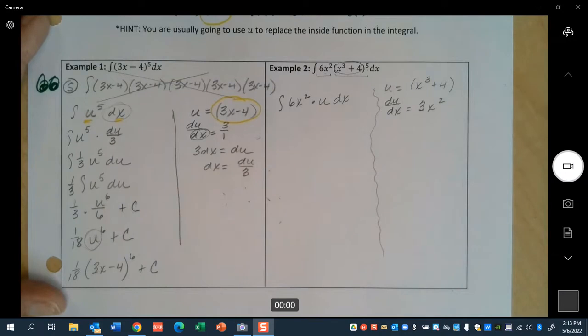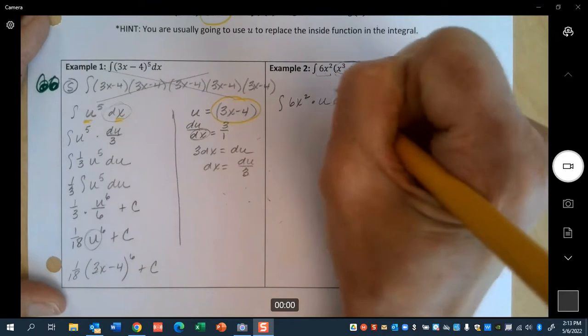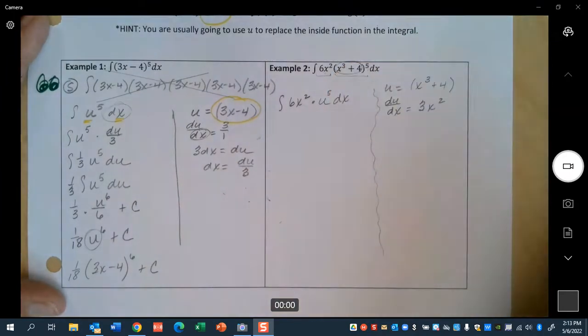Oh, u to the 5th. Nice catch, Adrian. You go put a smarty up.